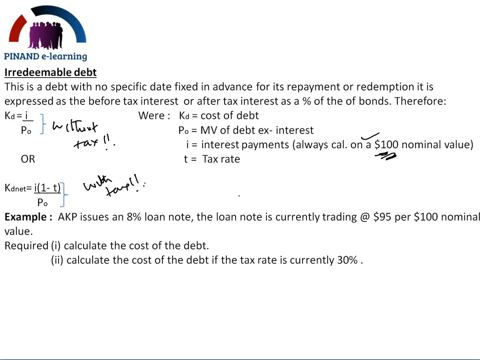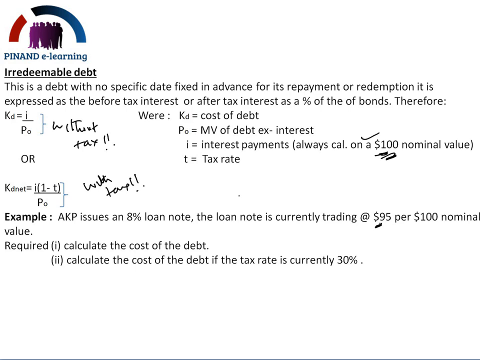Now let's see a simple example. ACCA PICO issues an 8% loan note. The loan note is currently trading at $95. This is the market value per $100 nominal value. Required: calculate the cost of debt, first without tax and then if the tax rate is currently 30%.